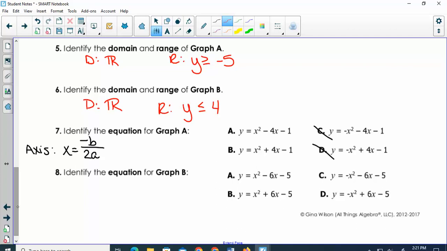So for graph A, the opposite of b, what's my b value? Negative 4. So the opposite of negative 4 would be positive 4 over 2 times, what's my a value? Just a positive 1, because it's the number in front of x squared. 4 over 2 equals 2. Is that correct? Is that what it should have been?